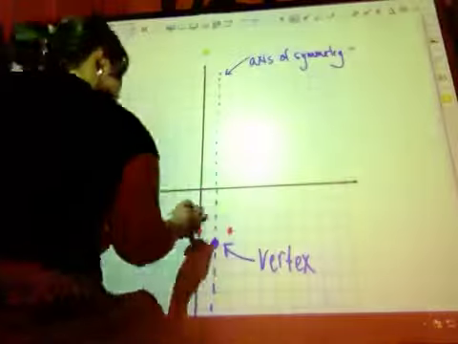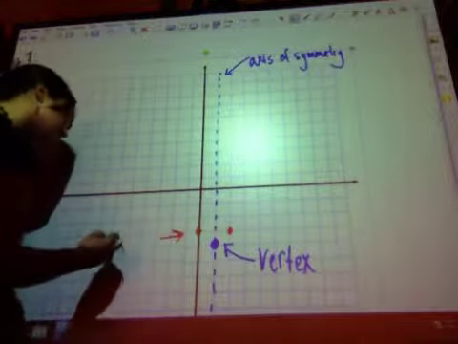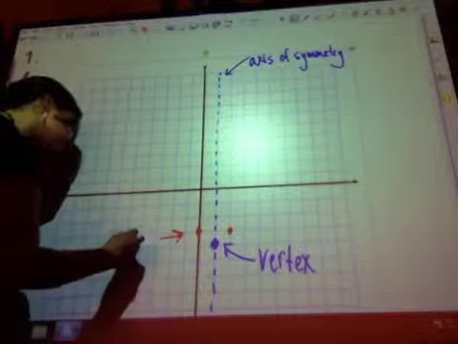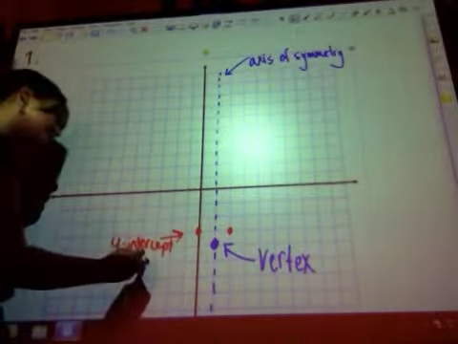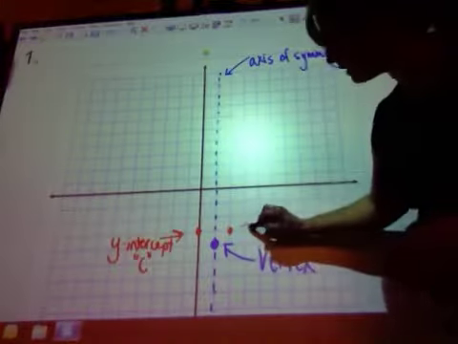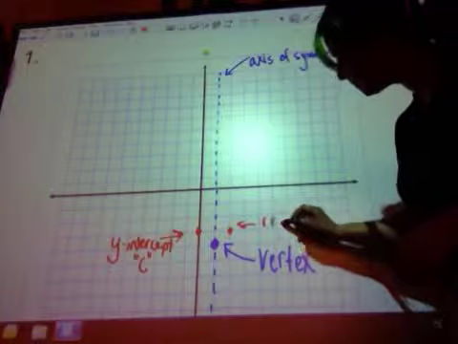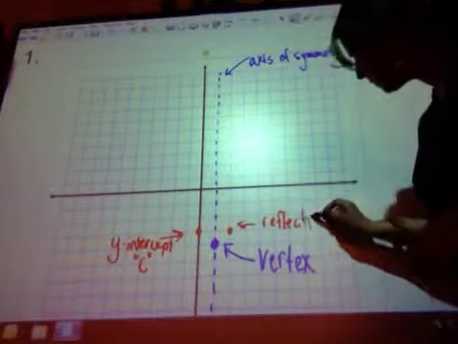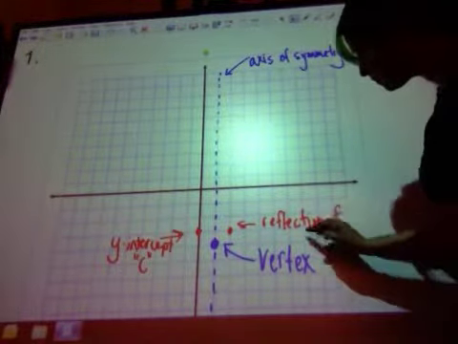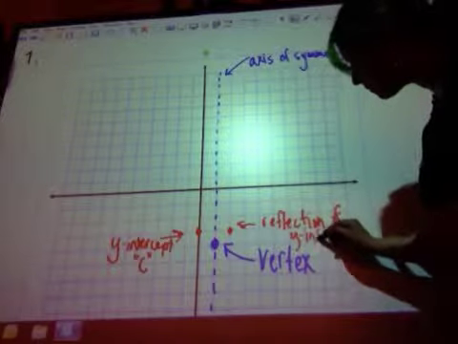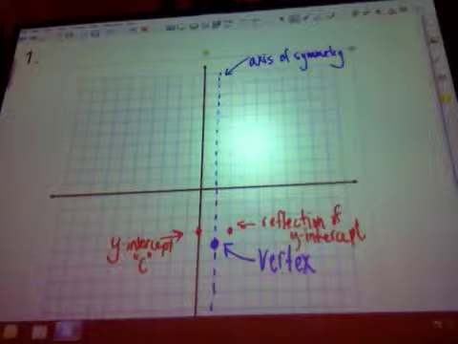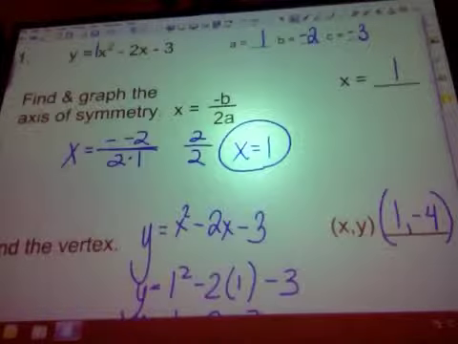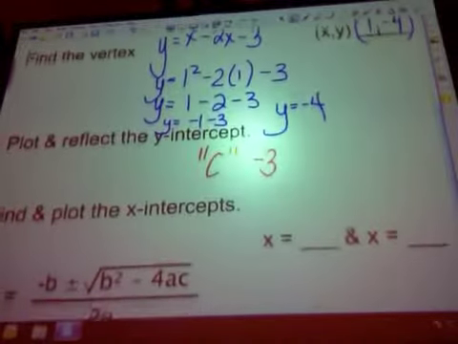So I'm just going to go ahead and label this y-intercept, or the c. And then this dot is just the reflection of the y-intercept. So after you get that done, we go back to our other page to see what our next step is.